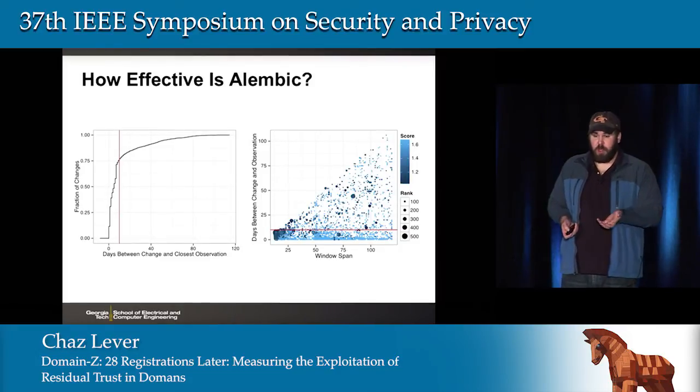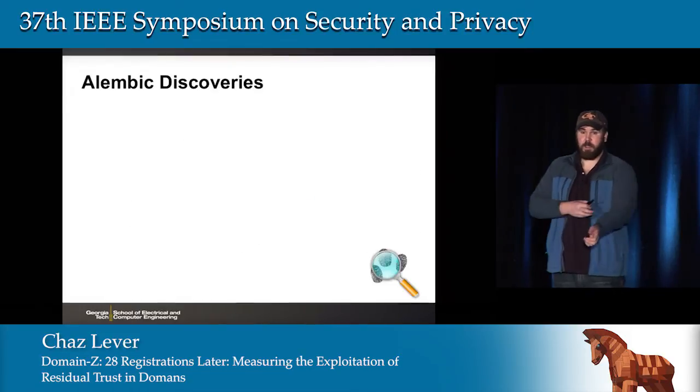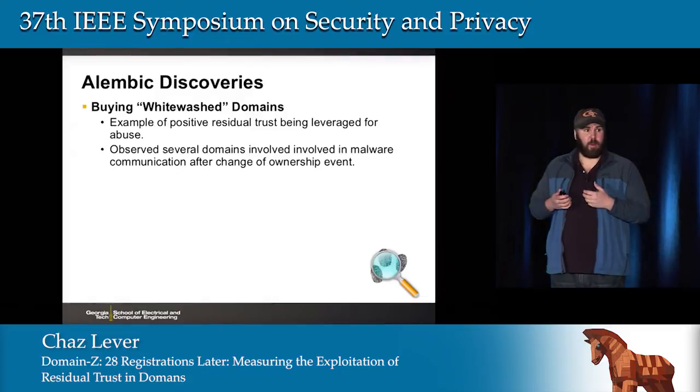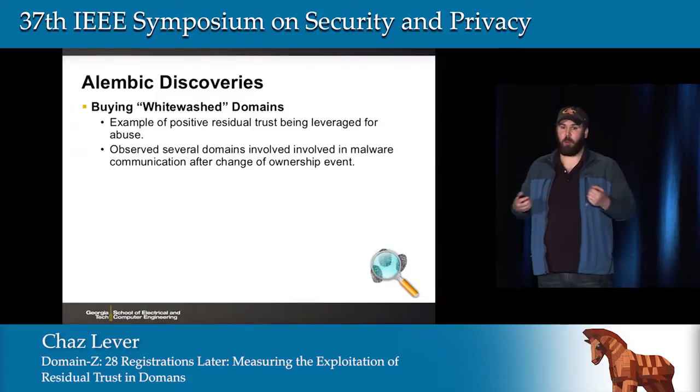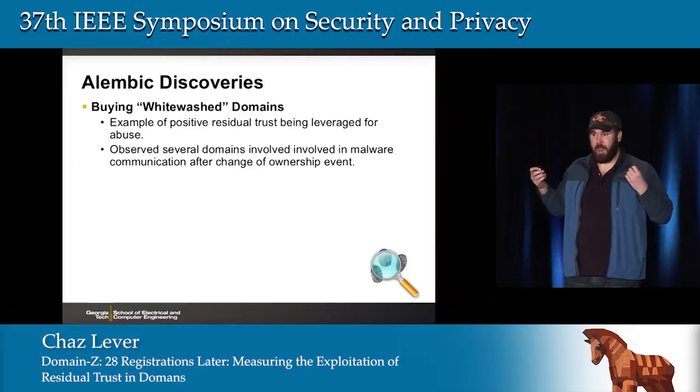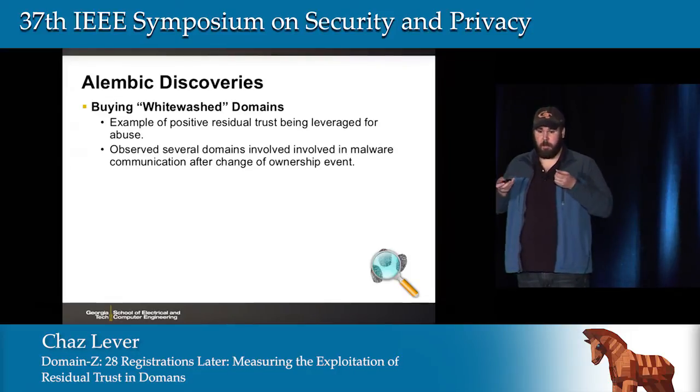So using our algorithm, we actually made a number of different discoveries. Some of the stuff that we found were just simple domains where they were abusing the positive residual trust. So these were just whitewashed domains. They were previously benign domains that had subsequently been registered by malware and now were being abused. And we verified these manually.